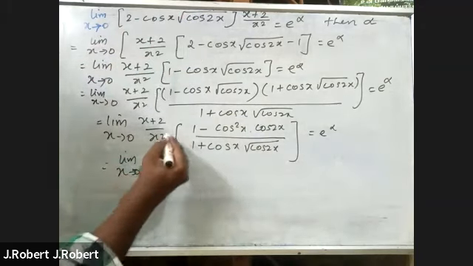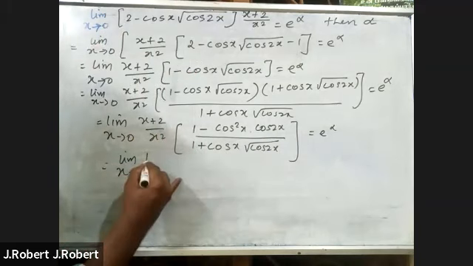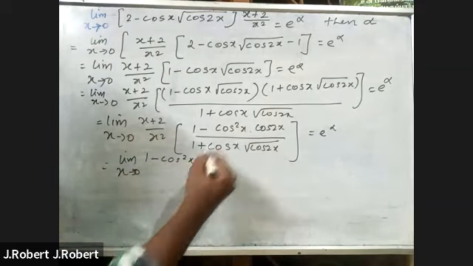Limit x tends to 0, you can write this as 1 minus cos squared x, cos 2x can be written as 1 minus 2 sin squared x.